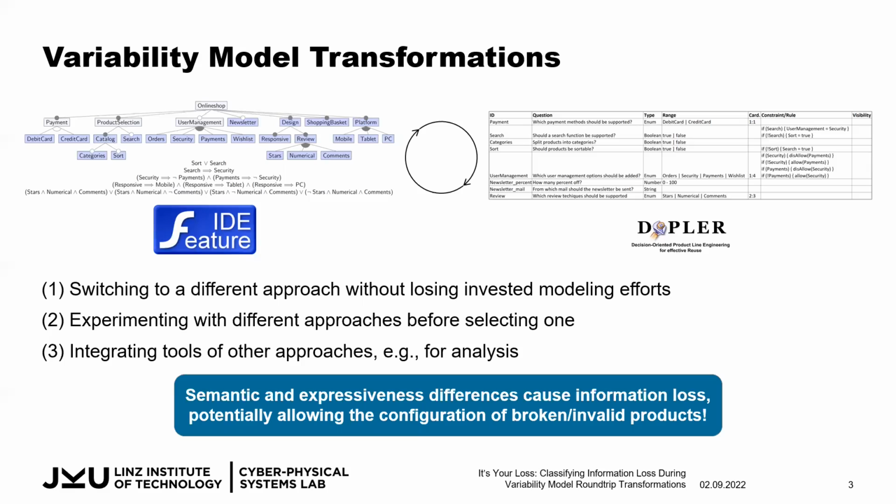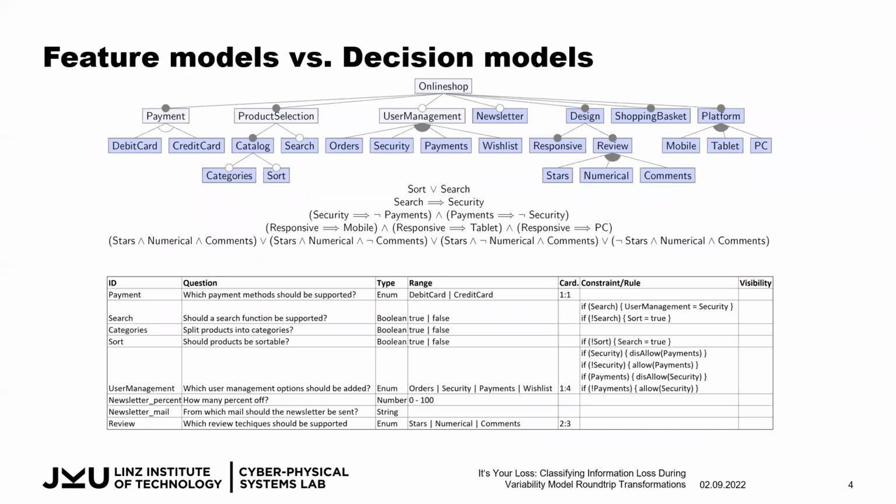The problem here is that there are certain semantic and expressiveness differences between these different approaches, which can cause information loss. And the problem with this information loss is that it could also harm your configurability and potentially allow you to develop or derive broken or invalid products from your variability model. And that is something we have to investigate further.